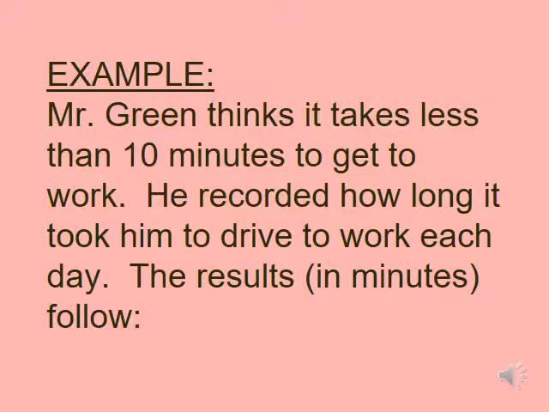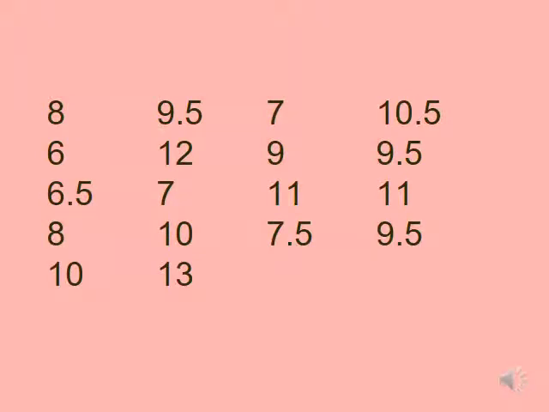So we're going to look at a couple of examples here. The first one says Mr. Green thinks it takes less than 10 minutes to get to work. He recorded how long it took him to drive to work each day, and we've got some results. So you can see a bunch of numbers here, and if you look at those numbers, some of them are below 10 minutes, some of them happen to be above 10 minutes, and a couple of them are actually exactly 10 minutes.